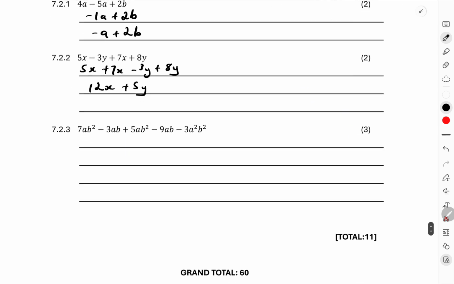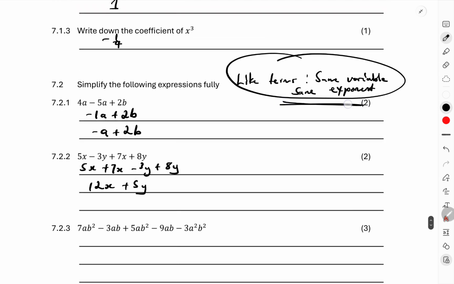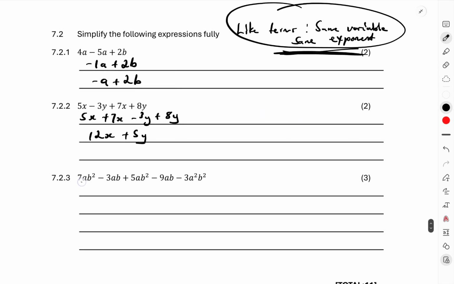Then let us go to the last part, 7ab squared. If you still remember, they should have the same variable. If it's ab squared, the variable for the other term should also be ab squared. Let me look for another term that has ab squared. Here I have ab only, which means these two are unlike terms, right? Here I also see an ab squared, which means those two are like terms. Group them together. I'll have 7ab squared plus 5ab squared.